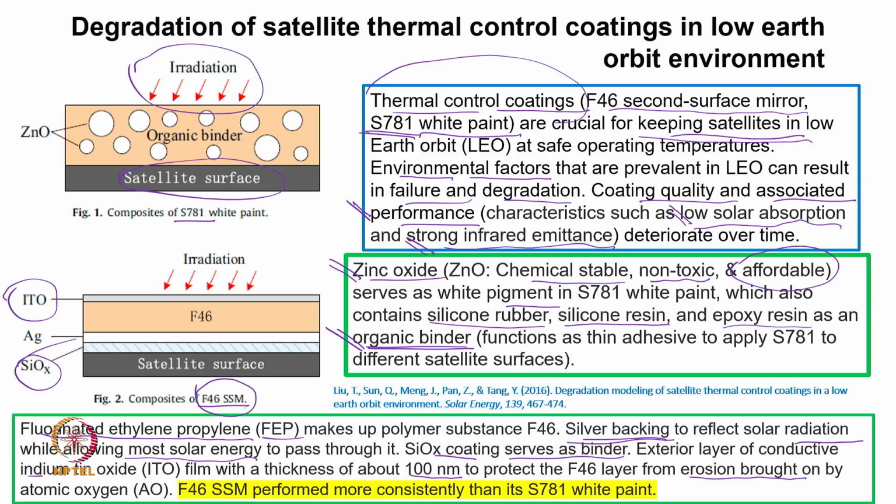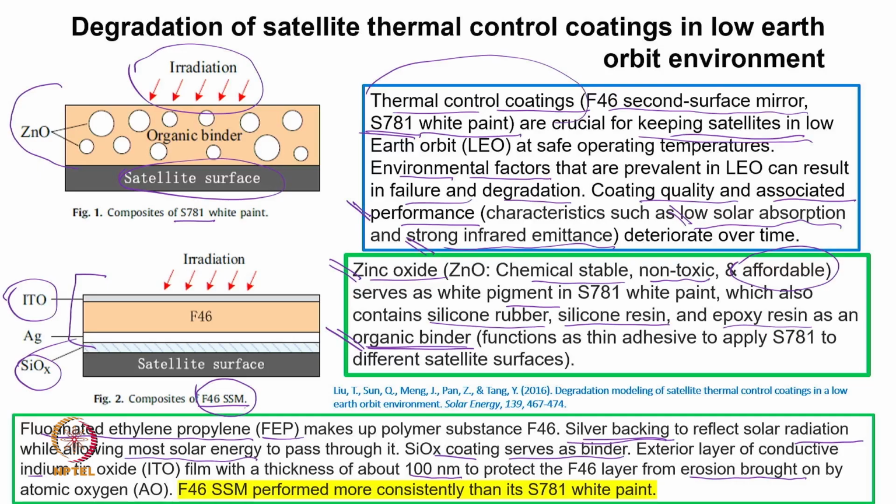Now, in this case they have used ITO as a different kind of coating, and in the overall study they found that this new composite coating is really performing well, and the multi-layer coating is performing well compared to single layer coating. In one case there is a single coating, while in this case 3 coatings have been utilized on the surface. So, the F46 SSM is considered a better coating compared to the zinc oxide coating, but we can't say that this is the best. It is quite possible there is more scope to perform research in this area.